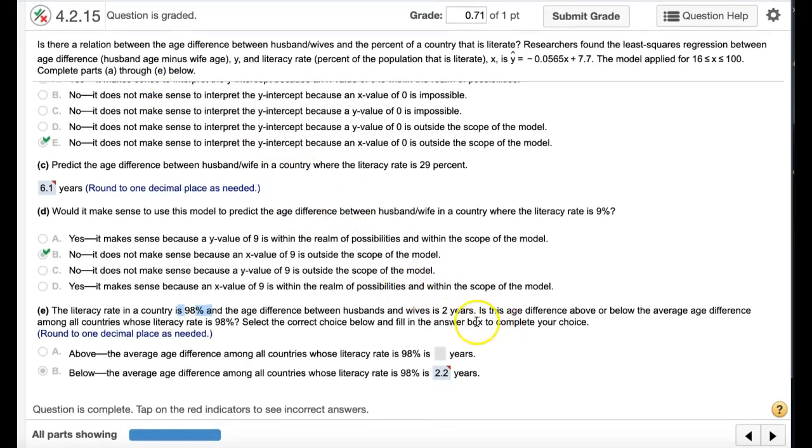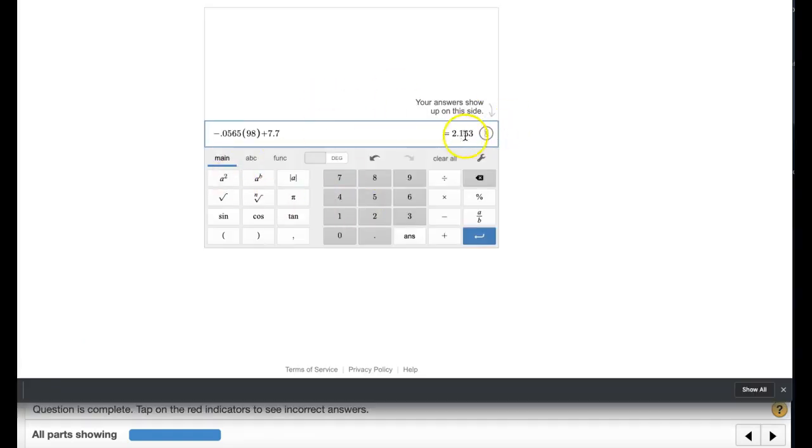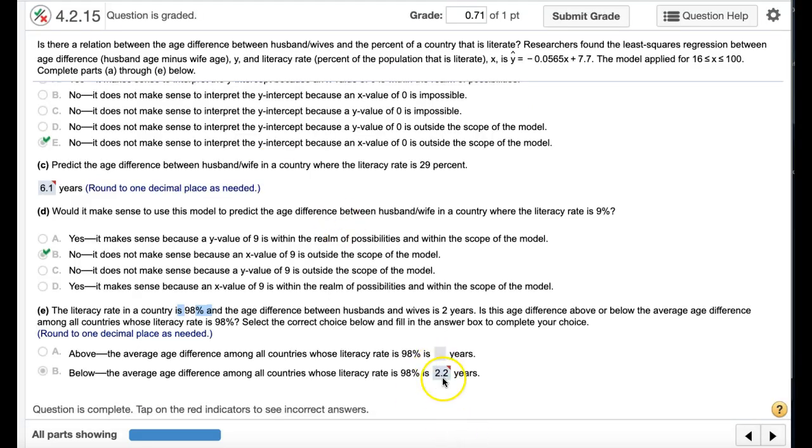Since the age difference is 2 years, is this age difference above or below the average? And again, this is below the average, right? Because 2 is smaller than what we would have predicted, which was 2.2 when we round it. That's where you're getting that answer from, because we substitute 98 into the equation there. And then 2 is below.